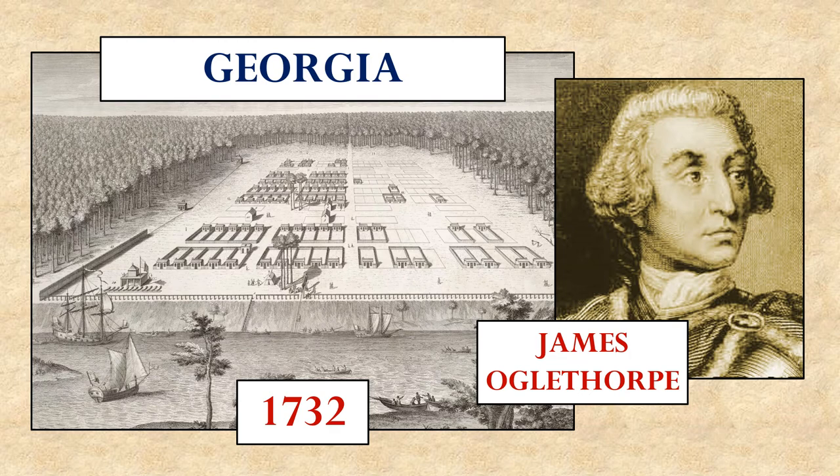Georgia was founded by a man named James Oglethorpe. He was a minister, a very popular minister at the time, who wanted to set up a place where people who were in bondage in England for not being able to pay their debts could start a new life. And that's what Georgia was set up as, a debtor colony.